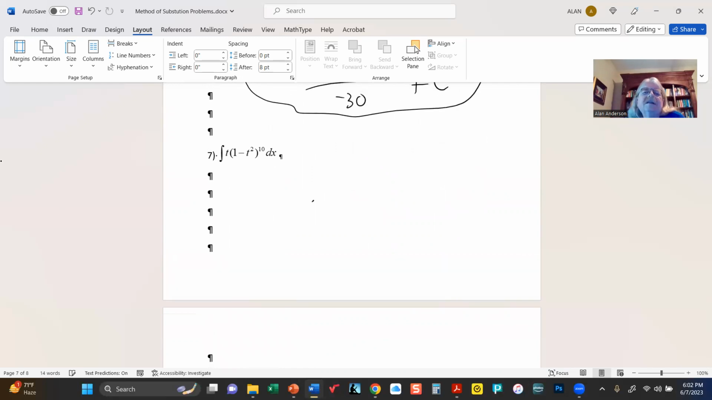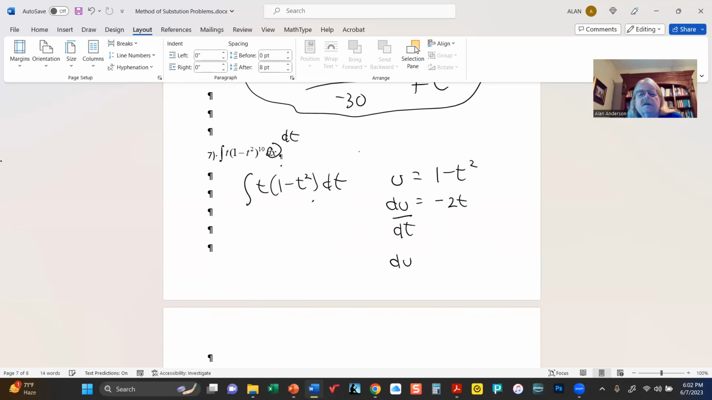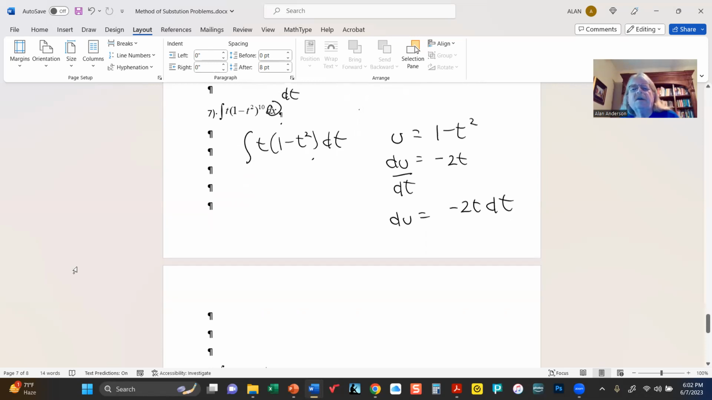So this time, I just realized there's a mistake here. This should have been dt. Sorry about that. Okay. Yes, the variables have to be consistent with each other. So let's try letting u be 1 minus t squared. This time du/dt is minus 2t. It's minus 2t dt. And again, we're going to need to supply that constant.